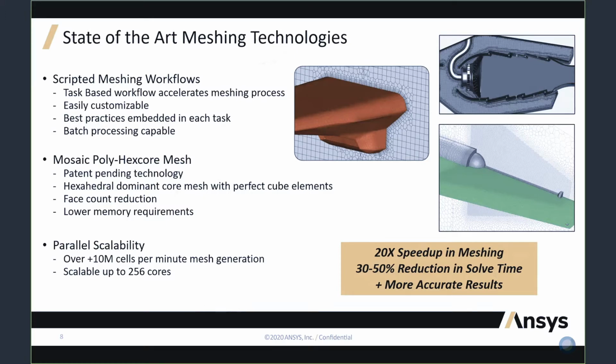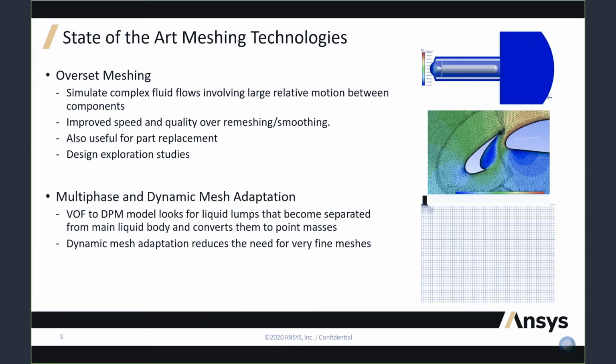In one particular example, working with a client, using the polyhex core mesh and the scripted meshing workflow in conjunction, we were able to provide a 20% speedup in meshing and a 30 to 50% reduction in solve time as a direct result of using these two technologies together. Moreover, we were able to provide more accurate results than the traditional method that they were using. So this is something we're very, very excited to showcase today.